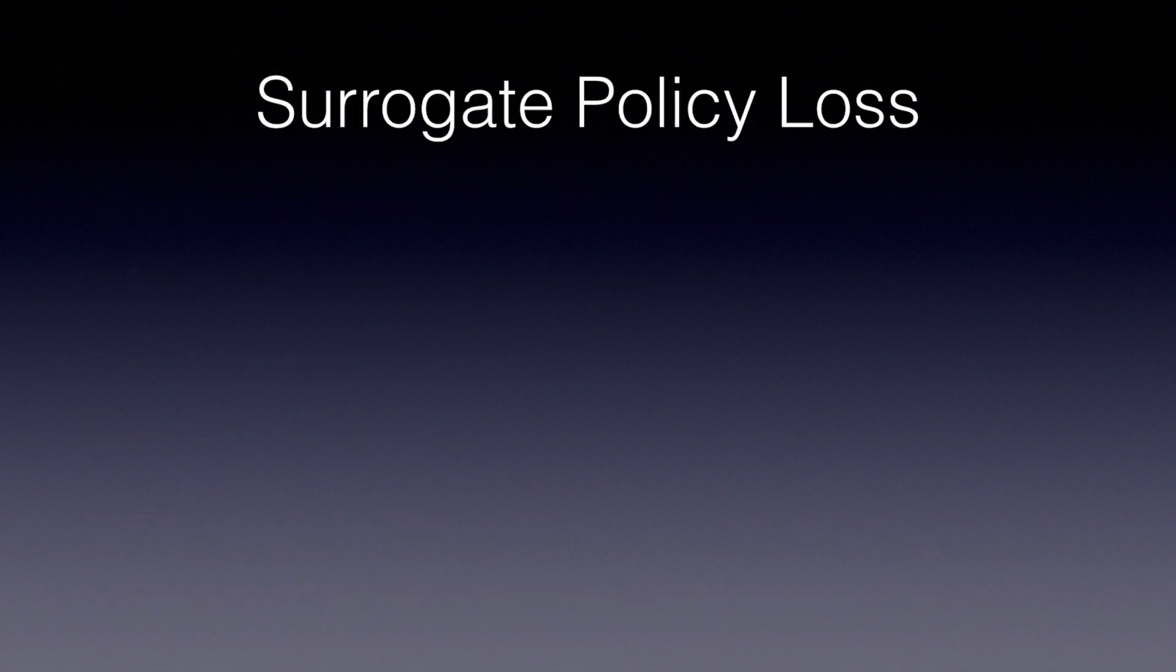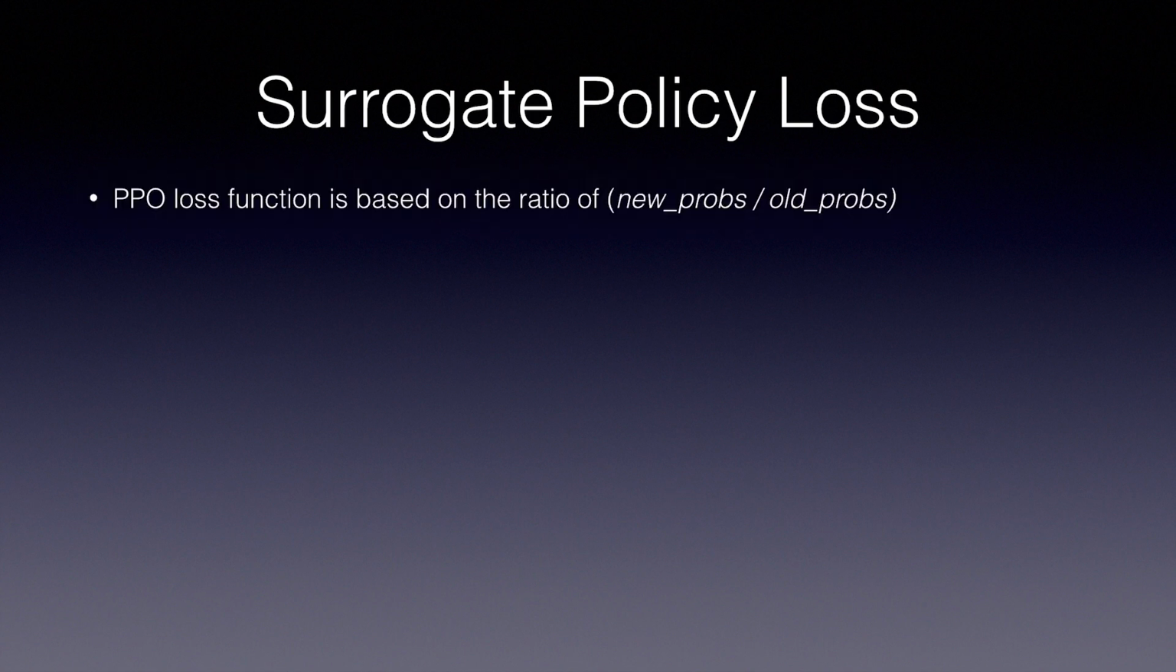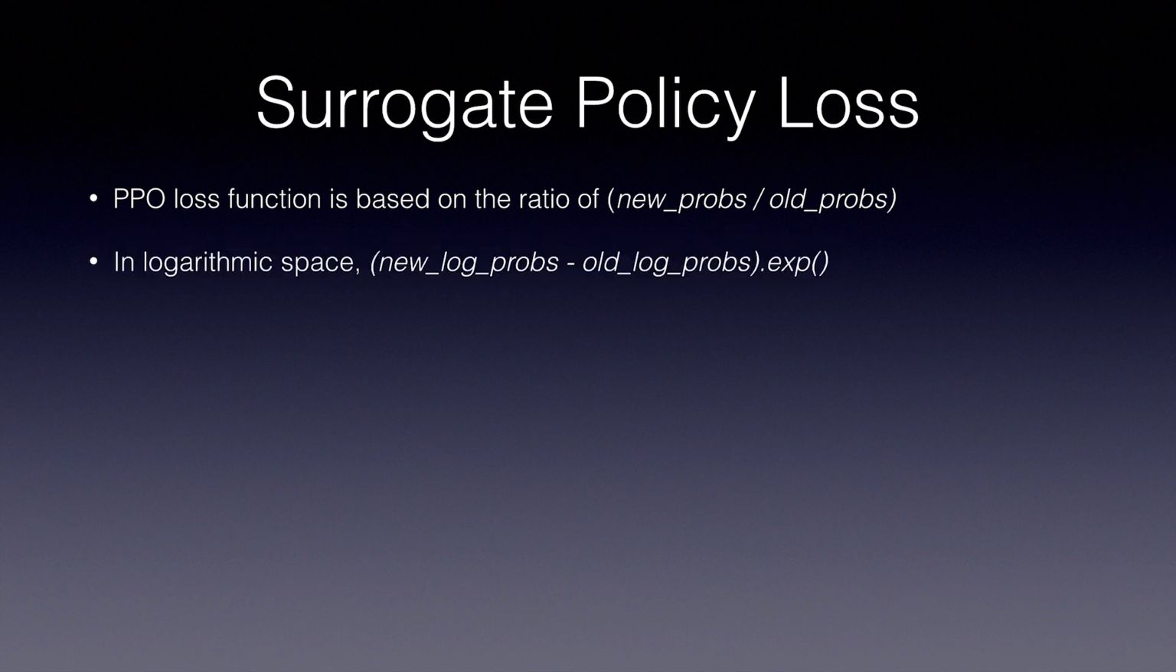Now let's move on to the surrogate policy loss function. The major difference in PPO is how the actor loss is calculated. Let's take a look. As stated before, the biggest problem with policy gradient methods is ensuring gentle updates. The PPO loss function is based on the ratio of new probabilities to old probabilities. In logarithmic space, this is calculated with new log probs minus old log probs and then exponentiated.